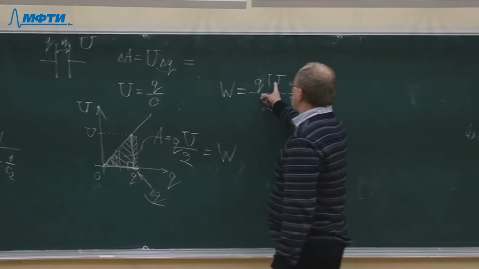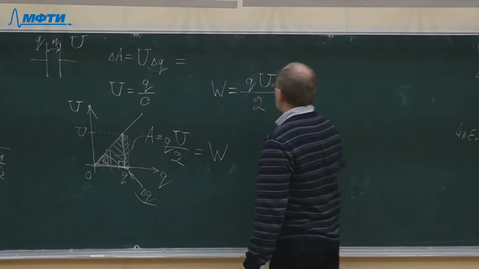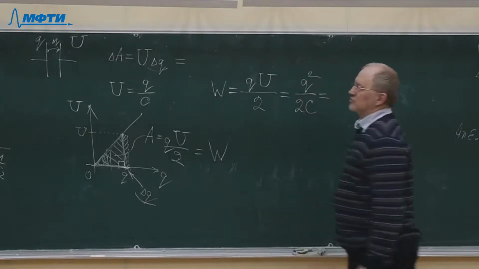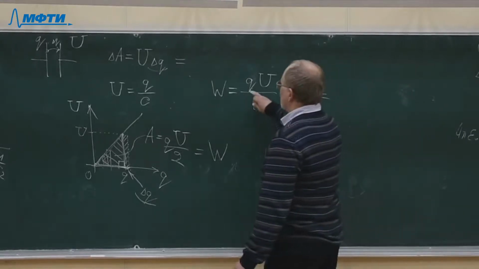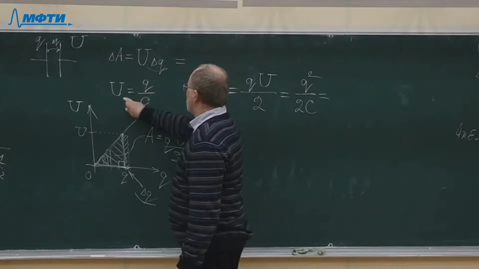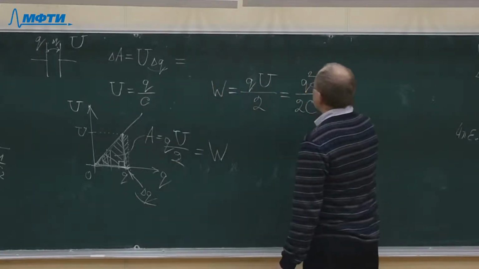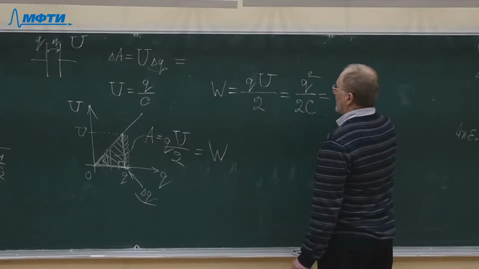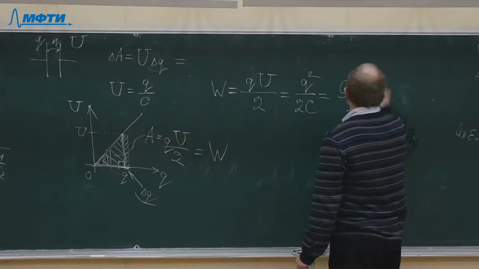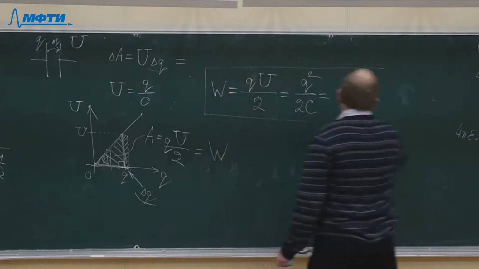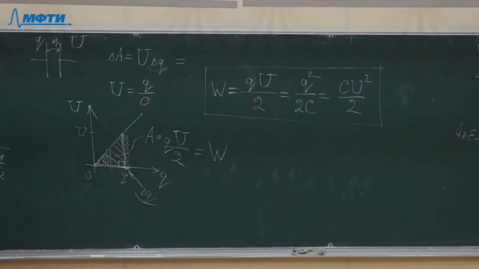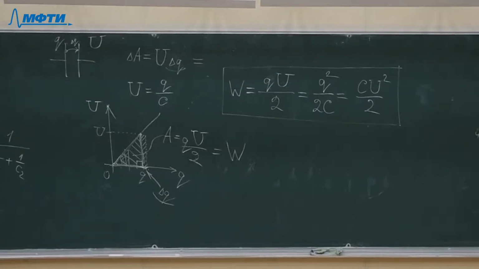If we recall that U can be substituted by Q over C, then we obtain Q squared over 2C. That is another formula to represent the energy of the capacitor. And also, if we take Q from this formula and express it as U times C and substitute it here for Q, then we will have C U squared over 2. All these formulas are equivalent and they can all be used while solving problems if you need to calculate the energy of a charged capacitor.